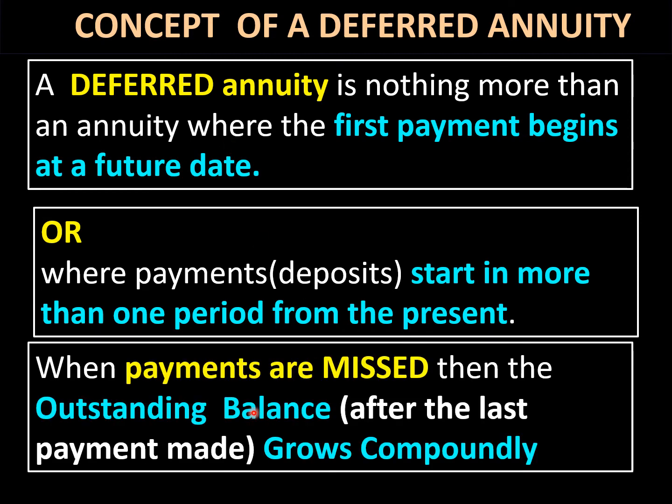In the case of missed payments, you'll have to work out the outstanding balance after you made your last payment before you start missing. And that outstanding balance will then grow compoundly, right? It depends how many payments you missed. If you missed 3, you'll have to compound it for 3 of those payment periods. If you missed 5, you'll have to compound it for 5 of those compounding periods. And then you can recalculate the new payments there.